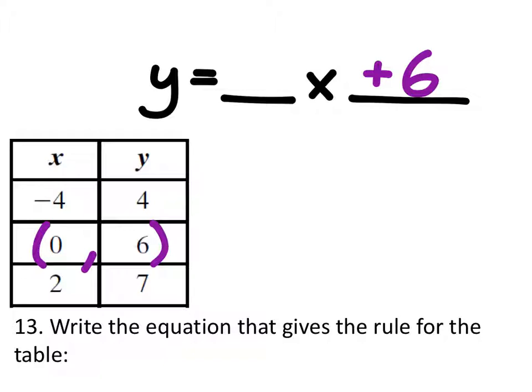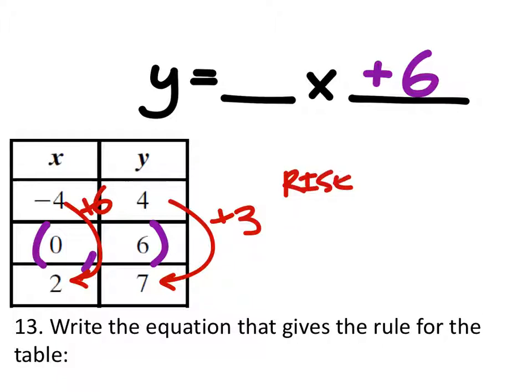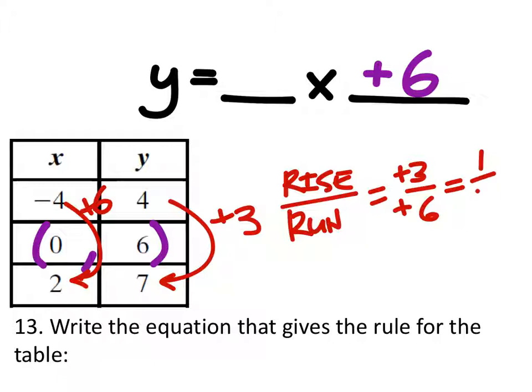So I'm going to choose the 2 outside points. Why? Because I can. So from 4 to 7, that would go up 3. And from negative 4 to 2, that would go to the right 6. So for rise over run on this one, the rise was up 3, and the run was to the right 6. And this simplifies to 1/2. So the equation is y equals 1/2 x plus 6. Bam.